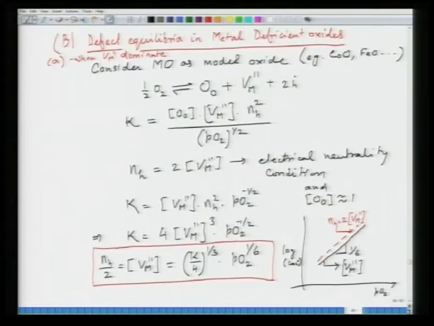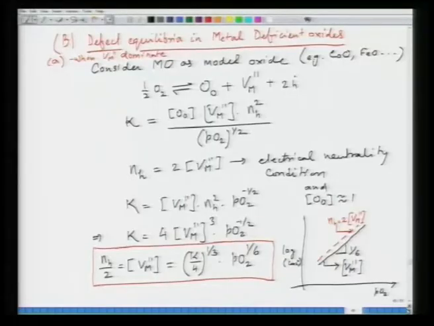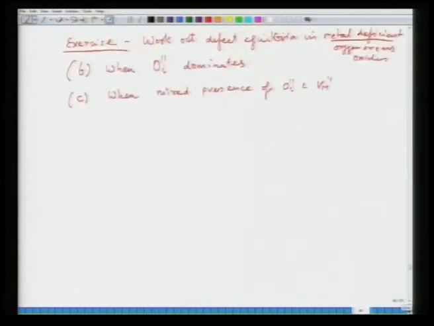And then we looked at the defect equilibria in metal deficient oxides when metal vacancies dominate, and following the similar protocol as we followed in case of oxygen deficient oxides, we worked out what is the relation of metal vacancies and resulting holes with respect to partial pressure of oxygen. I left it to you as an exercise to work out this defect equilibria when oxygen interstitials dominate, and what happens when you have mixed presence of oxygen interstitials and metal vacancies. The derivation would be similar to what we did in case of oxygen deficient oxide.